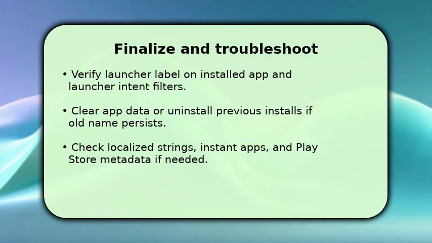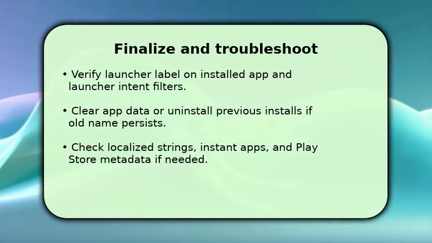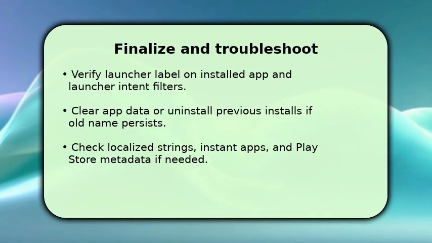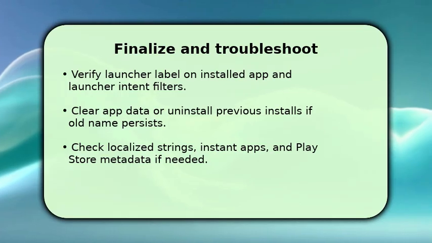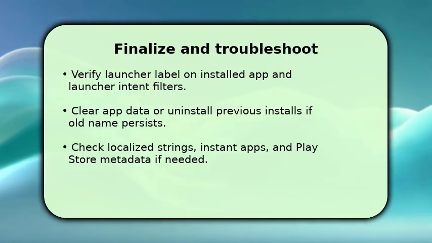Finish by installing the rebuilt app and confirming the launcher label shows the new name. Open app settings to verify the display title too. If the old name persists, uninstall or clear data from the device to remove cached labels and rebuild.